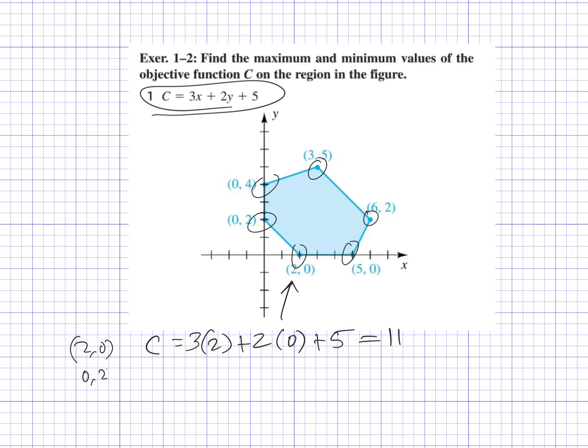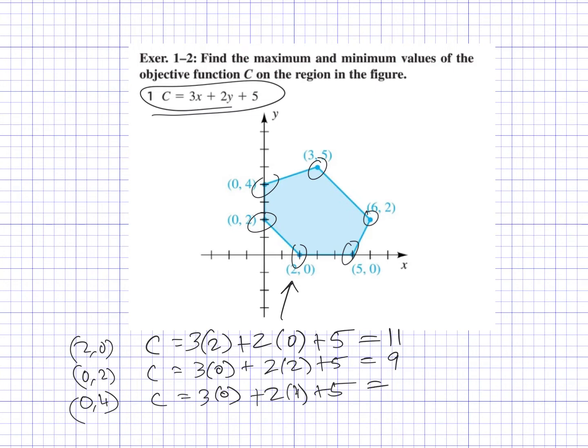Let's do 0, 2. All right, 3 times 0 plus 2 times 2 plus 5. That's equal to 9. Okay, and then we keep going. 0, 4. C equals 3 times 0 plus 2 times 4 plus 5. That's 13. All right, and then we get 3, 5. And we assume this is going to be the best answer because it's the highest for maximum. 3 times 3 plus 2 times 5 plus 5. And that's 24. See, 9 plus 10 is 19 plus 5 is 24.